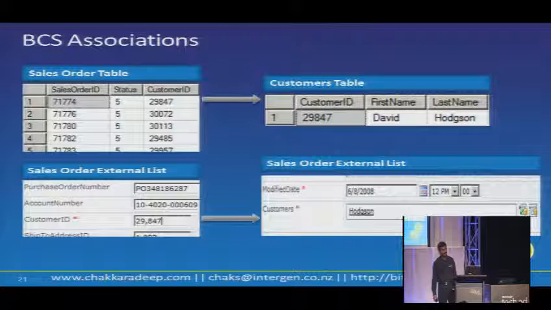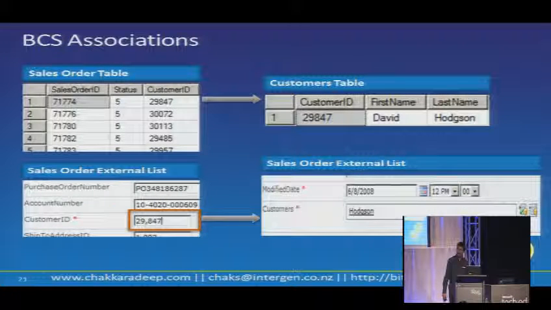But it would be very difficult if I just have my ID being shown up there. So what we really want to do is we want this guy to get transformed to this guy, right? So that's our main goal. So how is it done?